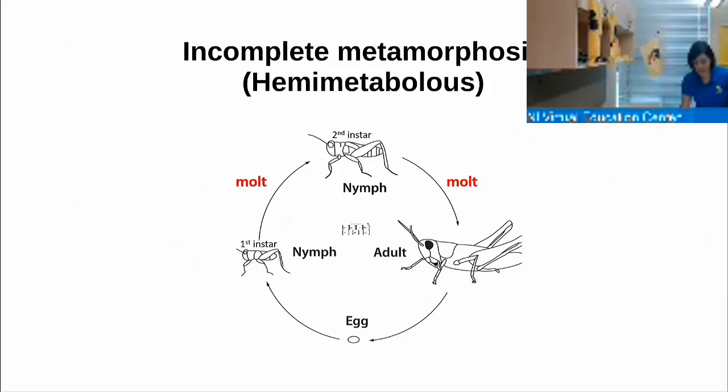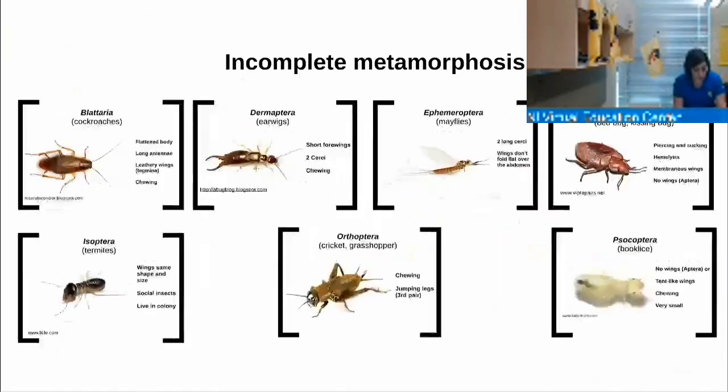Now let's see some examples of incomplete metamorphosis. Which insects? Cockroaches, earwigs, mayflies, bedbug, kissing bug, termites, crickets, grasshopper, book lice. They all have incomplete metamorphosis, meaning the protocol to control nymphs and adults is exactly the same.